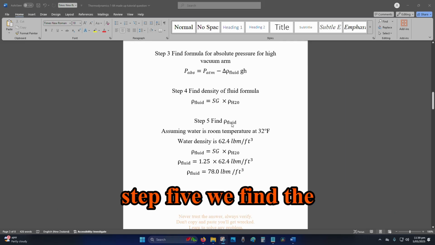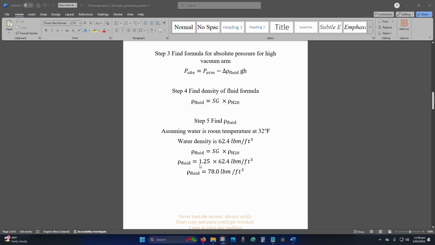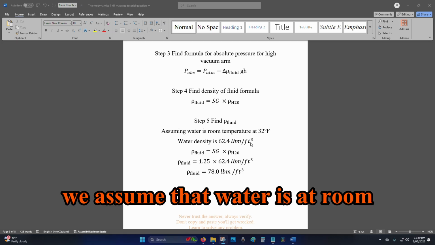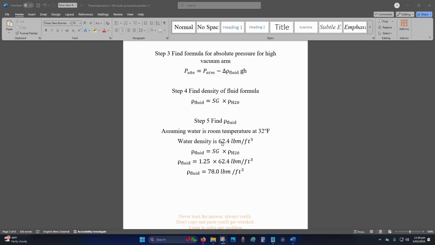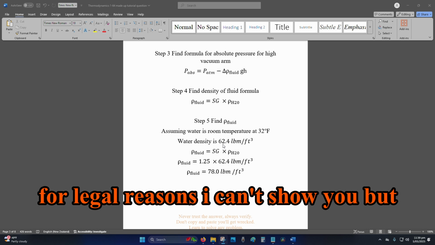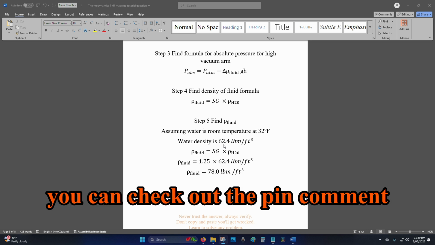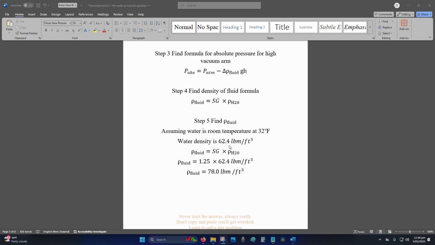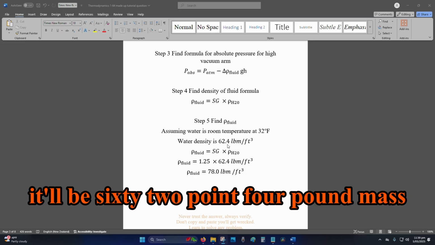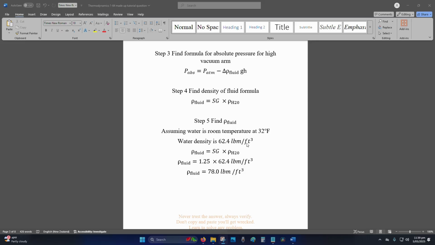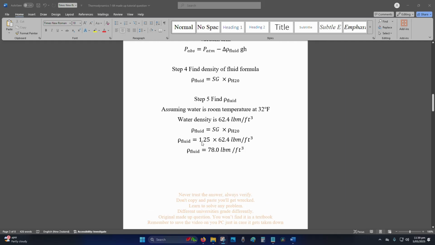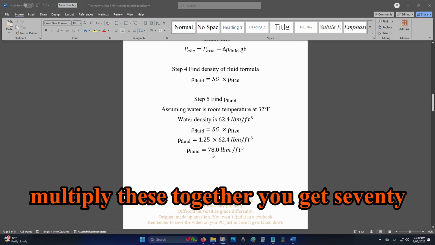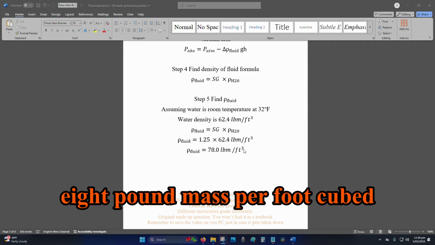Step 5, we find the actual value for it. So we assume that water is at room temperature, 32 degrees Fahrenheit. So we look at our table, which, for legal reasons, I can't show you, but you can check out the pinned comment. Alright, it'll be 62.4 pound mass per foot cubed. So multiply these together, you get 78 pound mass per foot cubed.